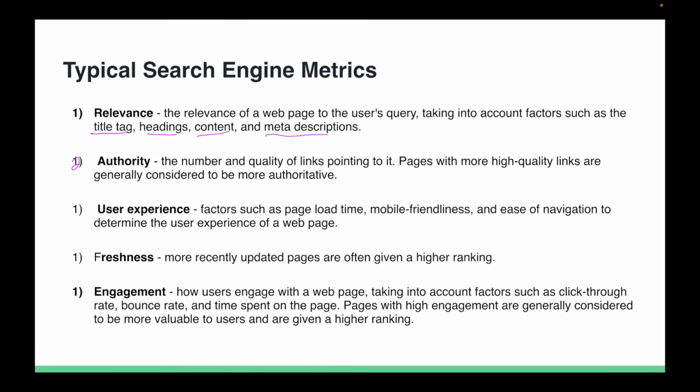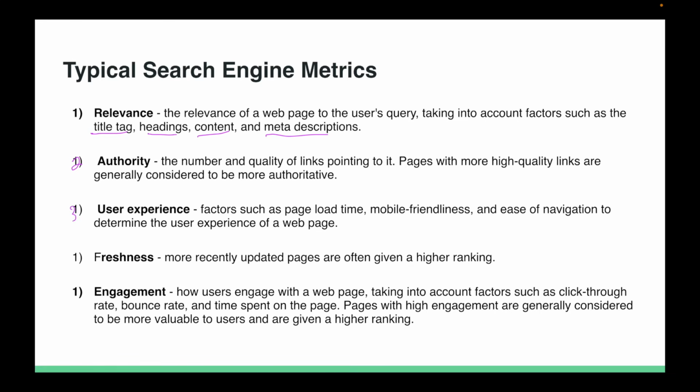The second is whether that is an authoritative source. So we're talking about the number and quality of links pointing to it. If a page is a pretty significant authority, let's say the New York Times, for example, there are going to be a lot of links that are pointing to the New York Times as a source. And so we can consider that to be more authoritative. Well, not necessarily we, but a search engine may consider that to be more authoritative.